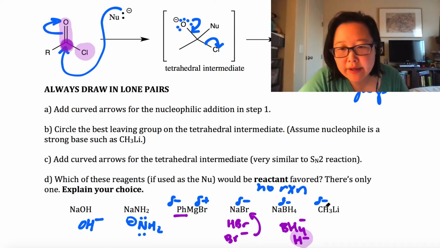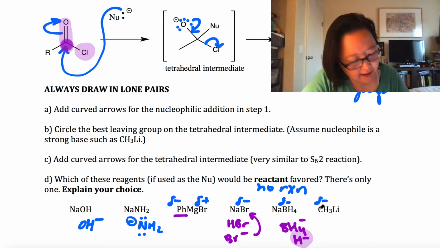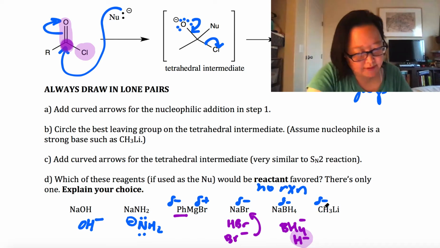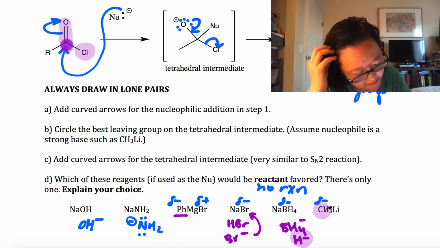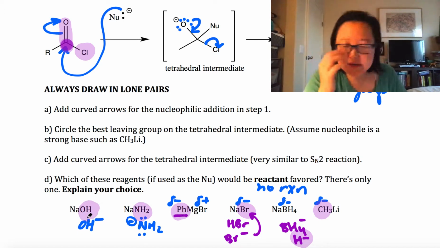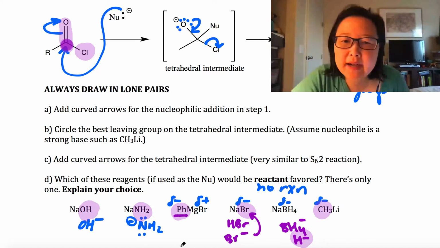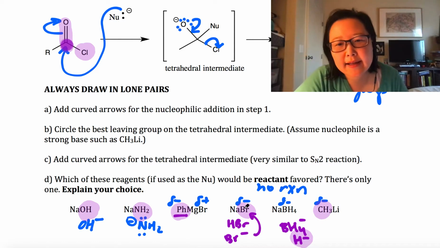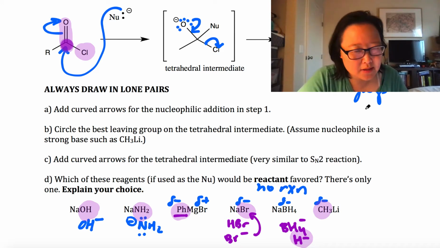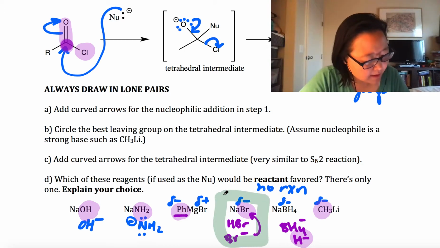And then finally here, organolithium is just like Grignard, so it's going to be a strong base. The methyl group is going to be the nucleophile, so I'm going to highlight my nucleophile. For all of these, just based on base strength alone, it would be bromide. Also, because it's polarizable, it's not as compatible with carbonyl groups as electrophiles. So the reactant-favored one, or worst nucleophile, would be the NaBr.